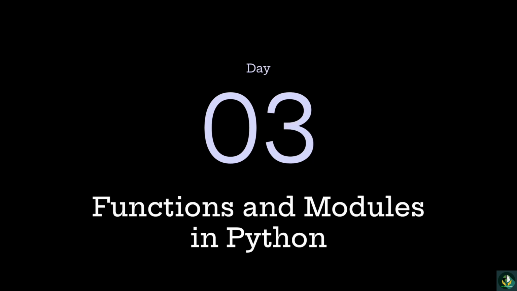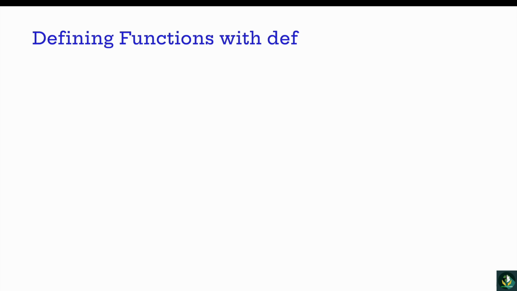Welcome to day 3, where we will be covering functions and modules in Python. We'll start with defining functions with def. Now, we've already done this in the previous day, but we're going to go into more detail about what functions are. A function is a reusable block of code that performs a specific task. Functions improve modularity and code reusability.